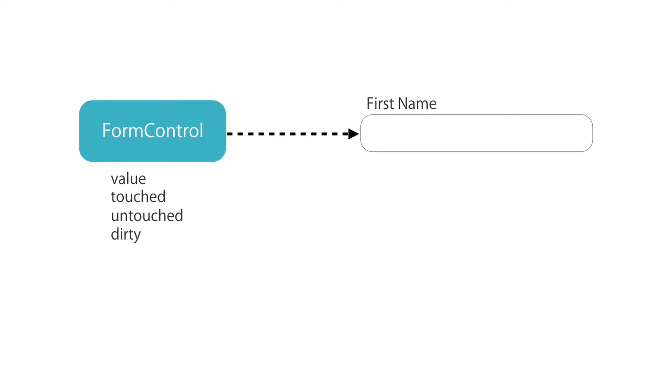We can see if it's dirty, which means its value is changed, or pristine, which means its value is not changed, whether it's valid or not, and if it's not, what are the validation errors. So for each input field in the form, we need a control object.